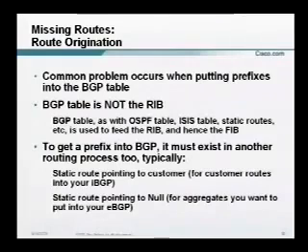First one, originating a route. Common problem occurs when putting prefixes into the BGP table. Now, routers will run different routing processes on them. BGP is just one of them. Right? You've got OSPF or ISIS, static routes, and all the rest. All these are used to feed the routing table, or RIB. And then the routing table is used to build the forwarding table, or the FIB. Okay? So BGP table is just one of the tables, and it's the best of all those is what's used to go into the routing table.